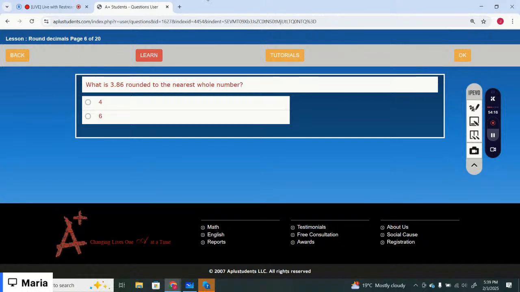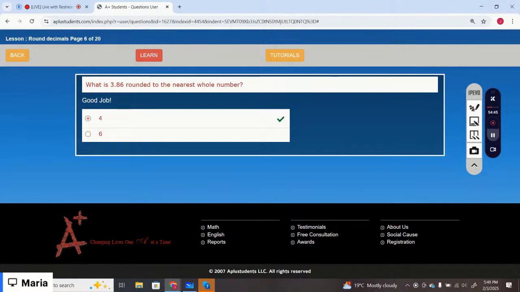What is 3.86 rounded to the nearest whole number? That is 4. Option number 1 is the correct option.